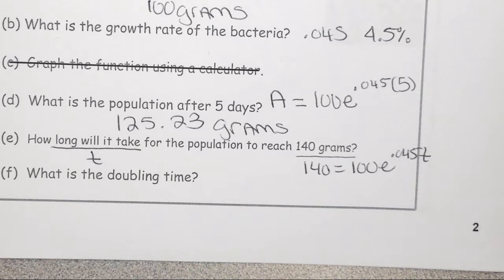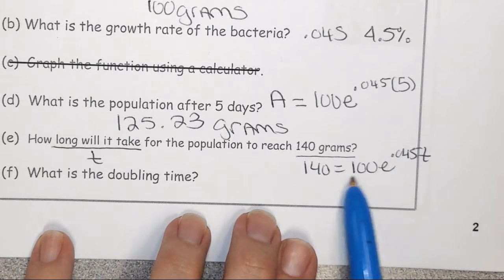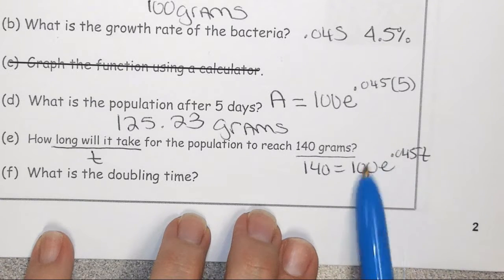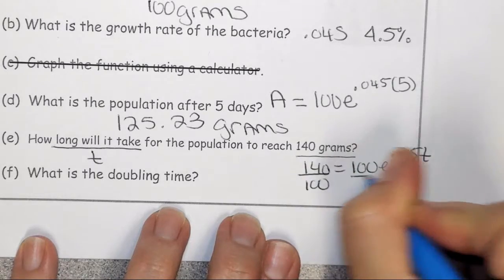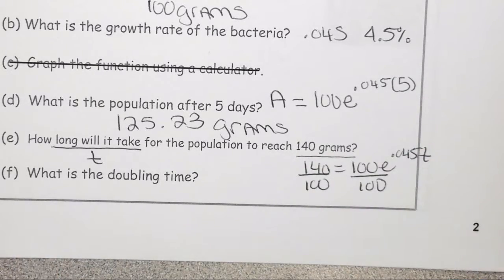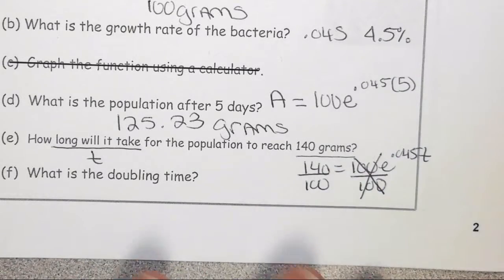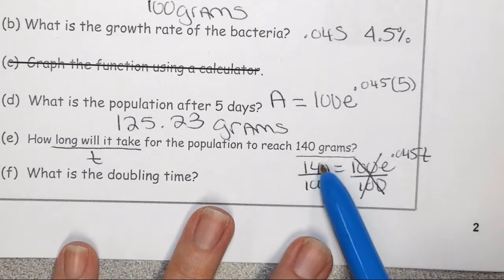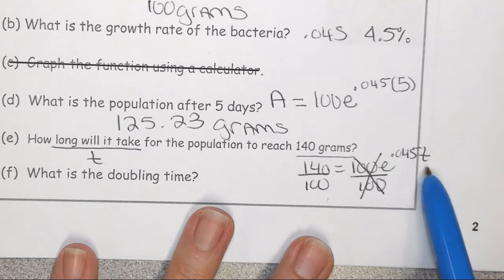Do you remember what to do when you can't get like bases? You're going to log or ln both sides. Very good. Before I take the ln of both sides, what do I need to do with this 100 so that E is by itself? Divide. And I'm not even going to touch the calculator yet. I'm just going to write it down. So this side's going to cancel. And I have 140 over 100 equals e to the 0.045t.